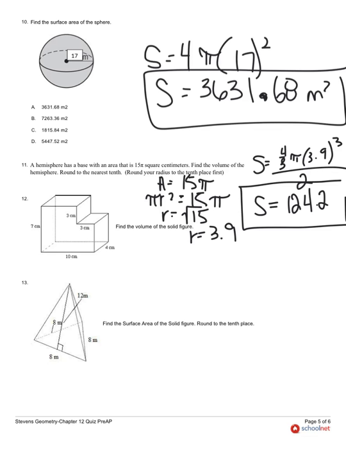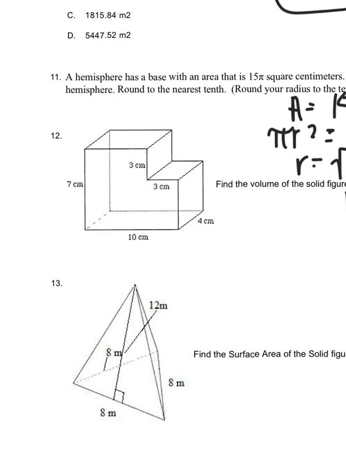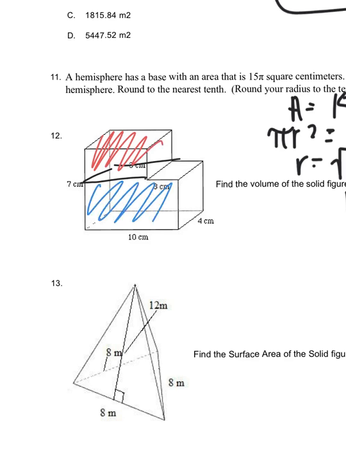Okay. The next one says find the volume of this solid figure. So what I have to do is break up that solid figure into 2 figures that I can take the volume of. So if I actually cut this figure right here, okay, I actually have 2 prisms. I have this top one, and I have this bottom one. So all I'm going to do is the formula for prisms 2 times.